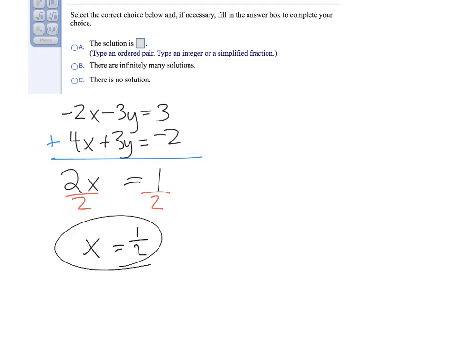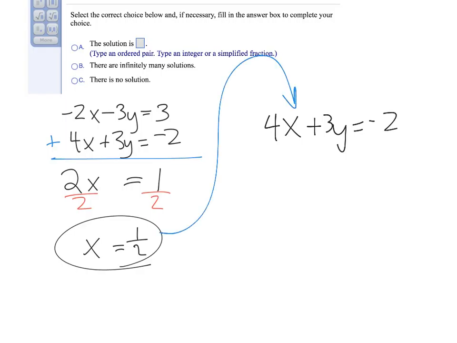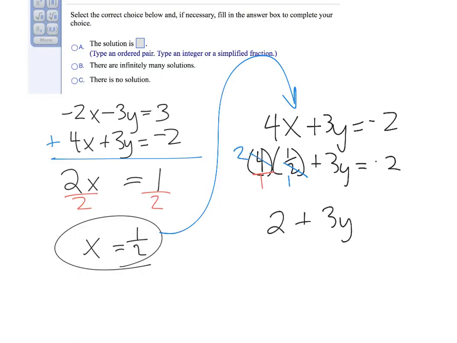All right? So now you just take either one of these equations, and I'm going to choose the second one. So I'm going to rewrite that. 4x plus 3y equals negative 2. And I'm going to insert 1/2 where the x is. So that becomes 4 times 1/2 plus 3y equals negative 2. And remember, that's like 4 over 1. So the 2 and the 4 cancel. And you end up with 2 plus 3y equals negative 2.